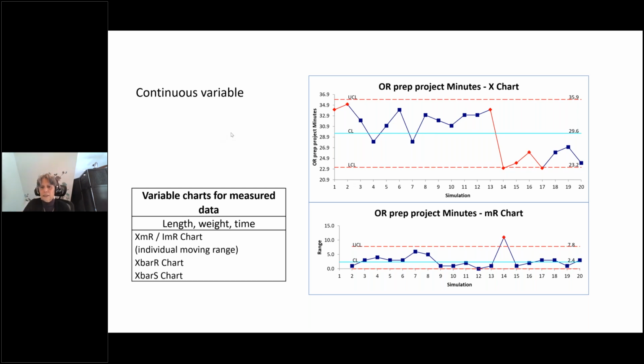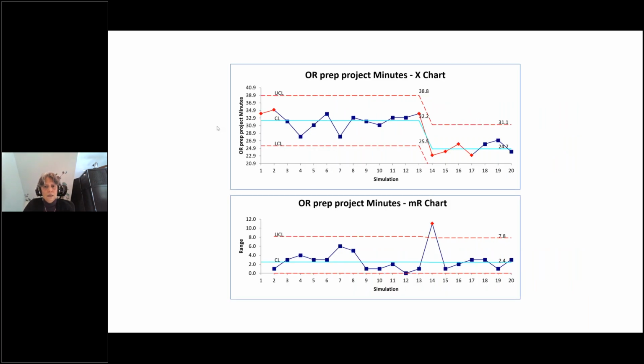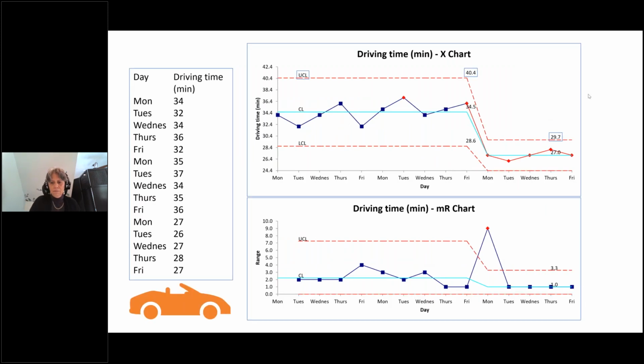So this is an X chart or an XMR chart for continuous variables. What I can do with the software also is tell it, we made this change at point 14, and it can recalibrate our upper control limit, our lower control limit, and our center line. So we can go back to our original process that we looked at, which was our driving time. And we had originally done a run chart, but now let's look at a control chart.